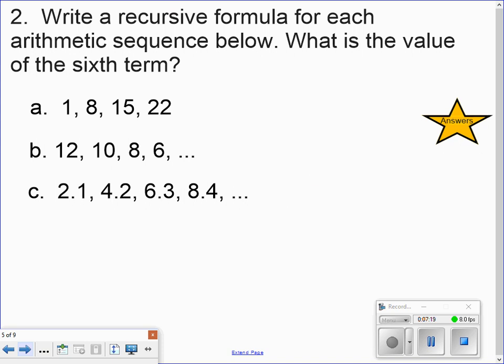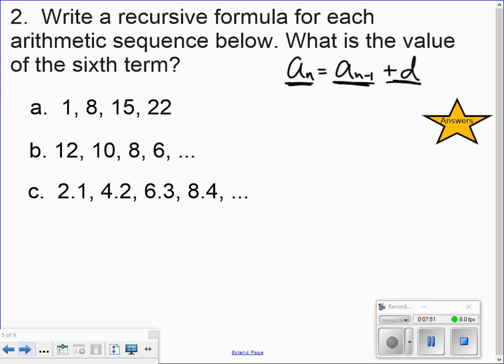Okay, we want to write the recursive formula for each arithmetic sequence that we see below, and then we want to determine the value of the sixth term. So what you're going to need from this particular part is your common difference. It's really the only thing you're going to need from this part. So remember, our recursive rule is going to look like this: a sub n equals a sub n minus 1 plus the common difference. This being the term that you're looking for, this being the term that comes directly before it, and this being your common difference right here.